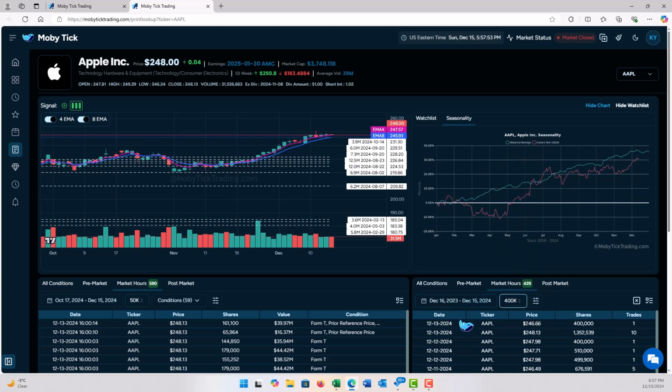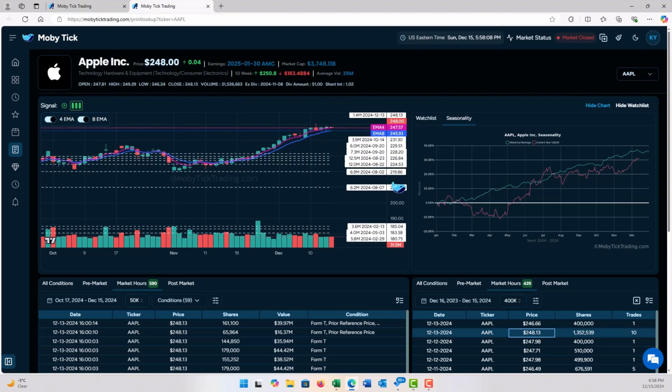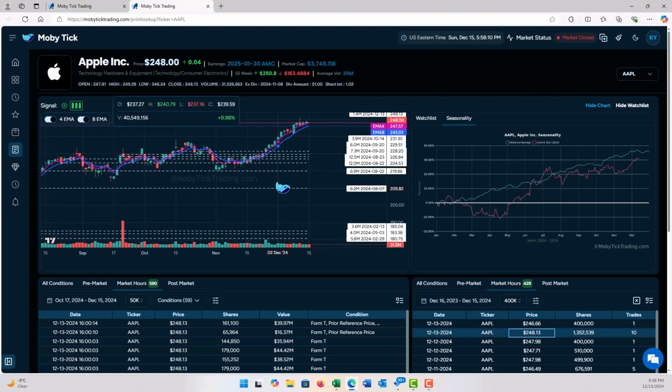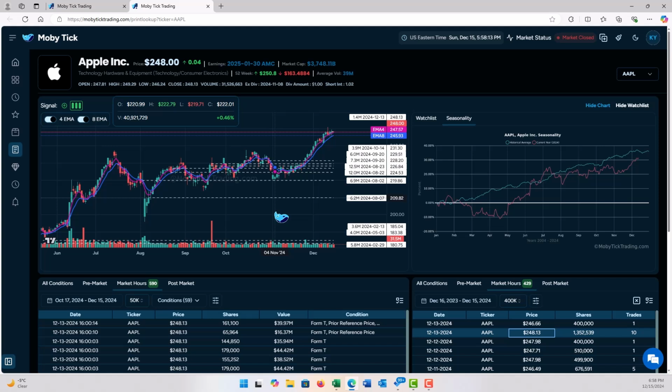Okay, so on December 13th, which is Friday, we have all of these ones. There's a 248.13, 1.3 million. So if I click on this, it adds it to the chart. So now what we can do is we can see, going back, where the institutions are accumulating shares or distributing, right, if it's bearish. Because we were looking for a bullish entry, because that's what we actually chose.